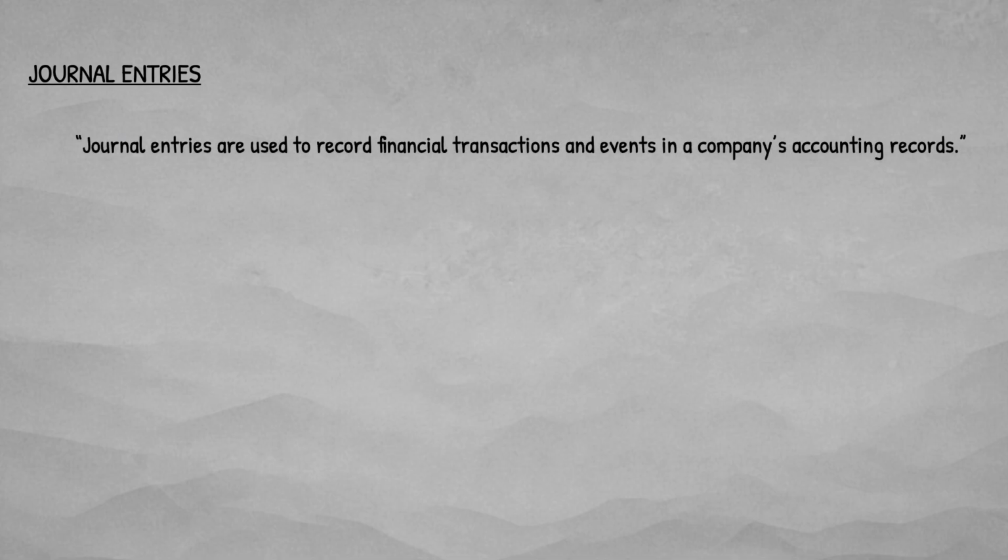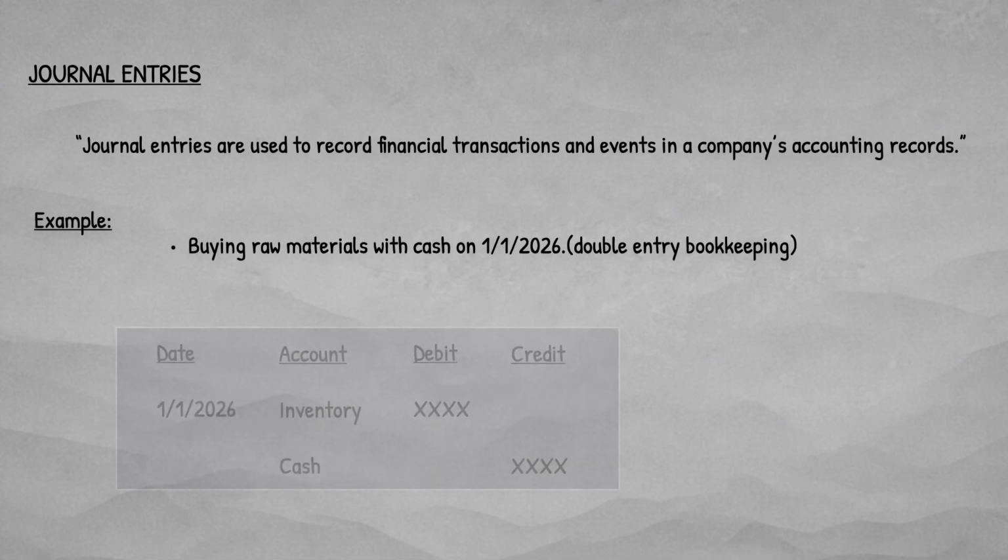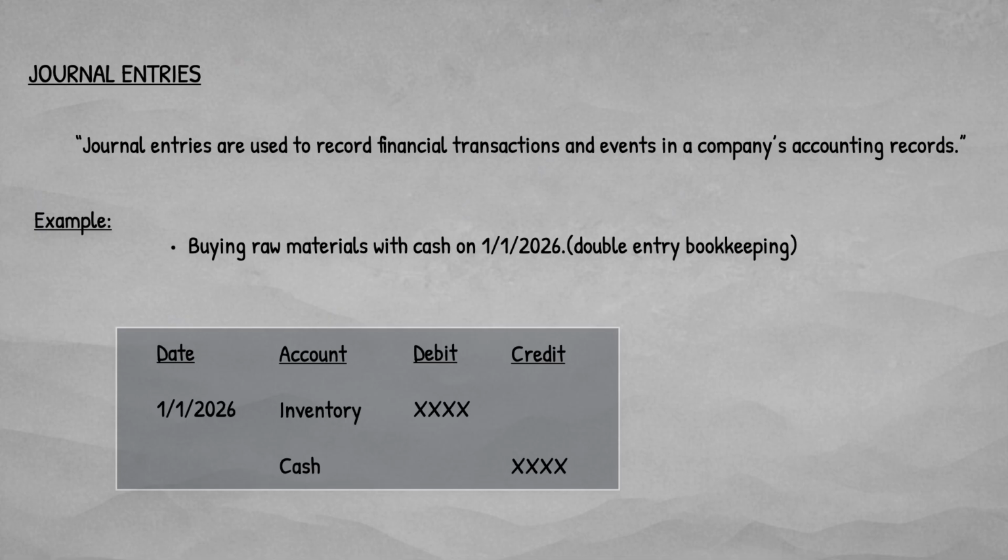Journal entries are used to record financial transactions and events in a company's accounting records. Example, buying raw materials with cash on January 1st, 2026. Here, accounting follows the double-entry bookkeeping system, which means that every transaction affects at least 2 accounts. One is debited and the other is credited.